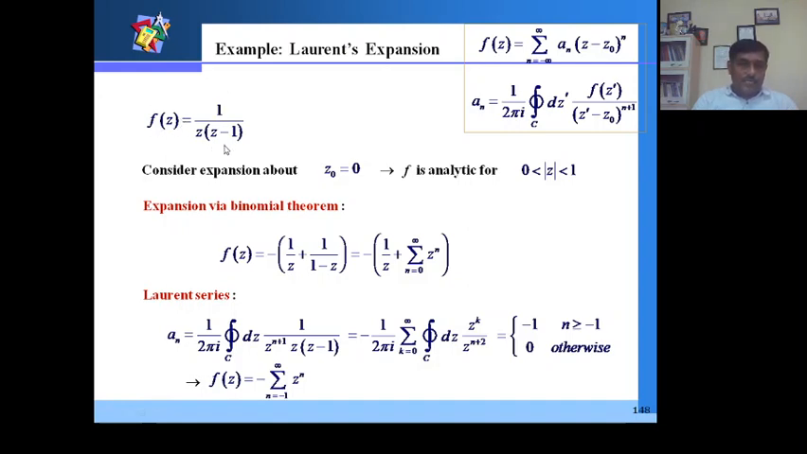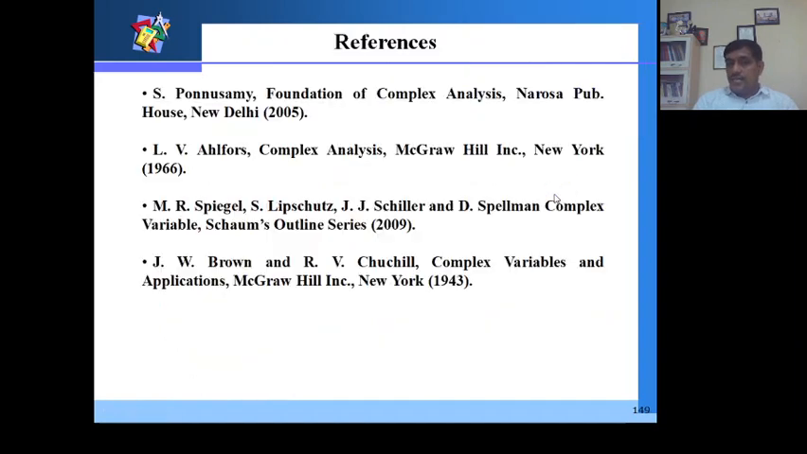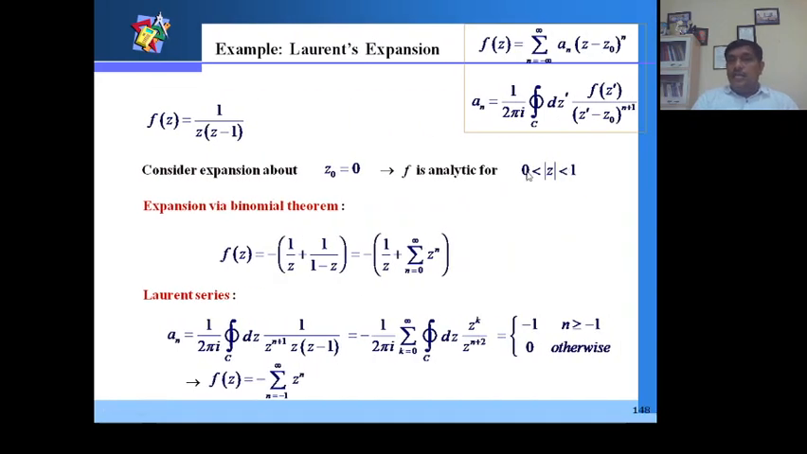Let us consider the first example. F of z is equal to 1 by z minus z0. Consider the expansion with z0 equal to 0. F is analytic in the region where |z| lies from 0 to 1. Here we can use the binomial expansion directly, or we can use the partial fraction method. Let us find it for 1 by z(z minus 1). It is a linear expansion. We can take it as a by z plus b by z minus 1. Then find a and b from the combination of this.